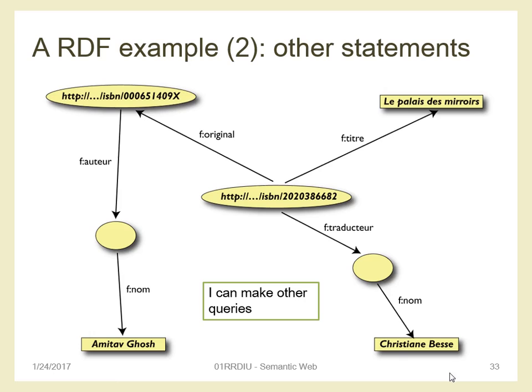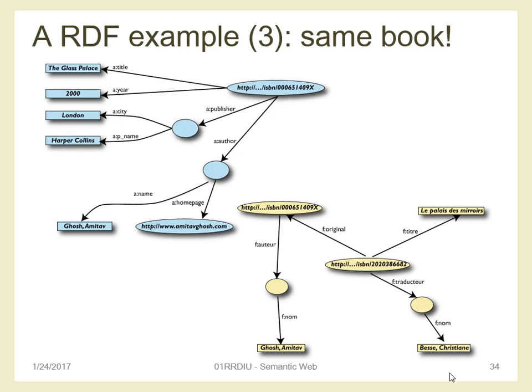Here I can make other queries, different queries, the same as I could do with the second original database. If I put them together, I can see that they are talking about the same thing. The ISBN is an example of a URN. It is a name, something that identifies a book in a univocal way. We are talking about one book. We don't know where it is, because it's not a locator, but it's identified. So we can notice that this one and this one are the same.